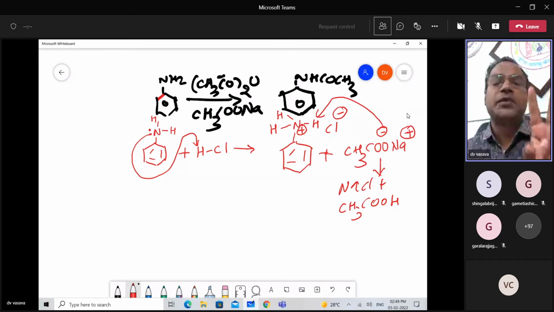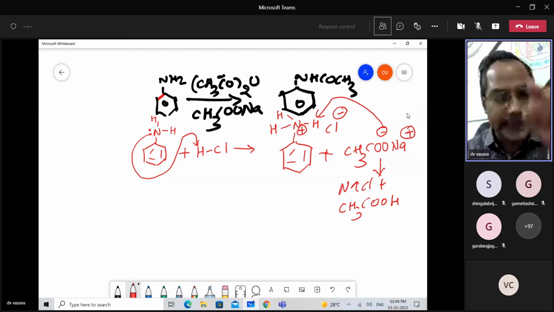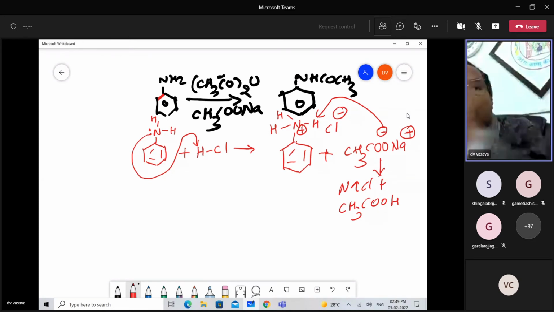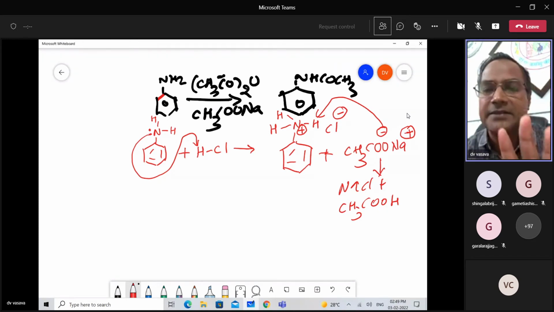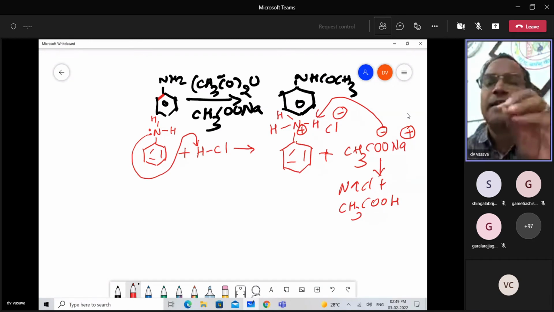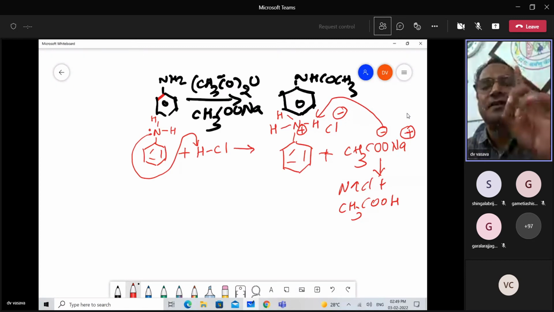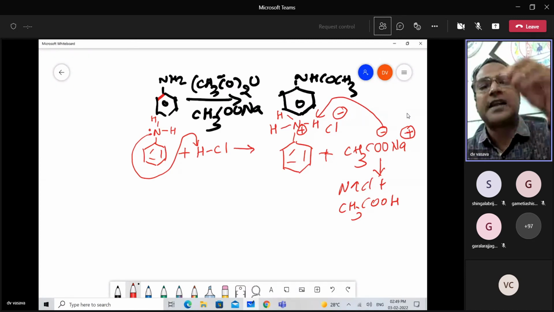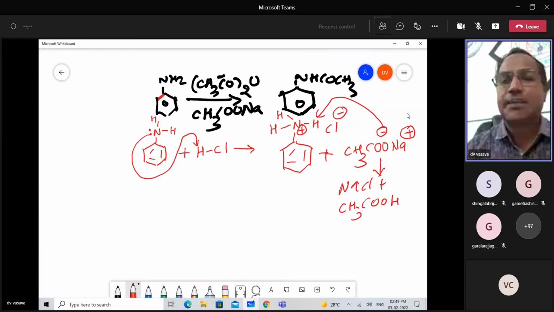So my dear students, what is the role of sodium acetate here in this reaction? To protect the oxidation of aniline. If aniline is oxidized, it forms the N oxides. That is the first reason. And the second reason is what? It remains as a buffer solution, so that pH should not change, so that aniline should react freely. So this thing has happened now.